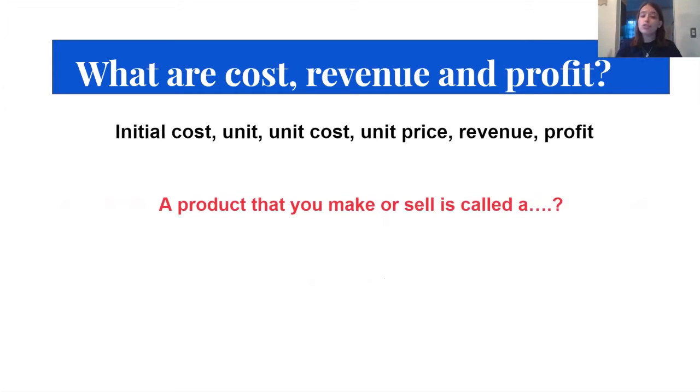A product that you make or sell is called, so what is another word for a product that you make or sell? It's called a unit. This is a term that's used a lot of times in business. It says that one product, so if my phone was a product, it'd be a unit. So this is one unit.